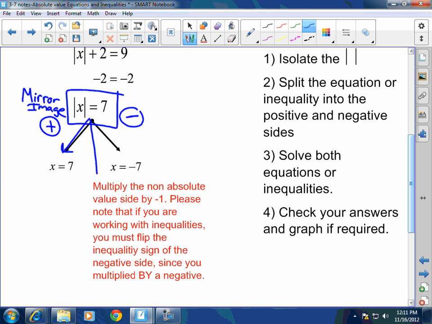The 7. So what am I going to multiply by -1? 7. So that's how I got x equals -7. So I'm going to split up the equation. Once the absolute value is alone, I'm going to split it up into my positive side, and I'm going to split it up into my negative side. And the negative side, again, I arrive to that value by multiplying the non-absolute value side by -1.